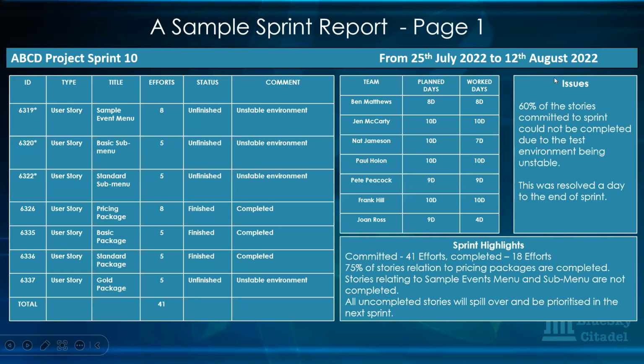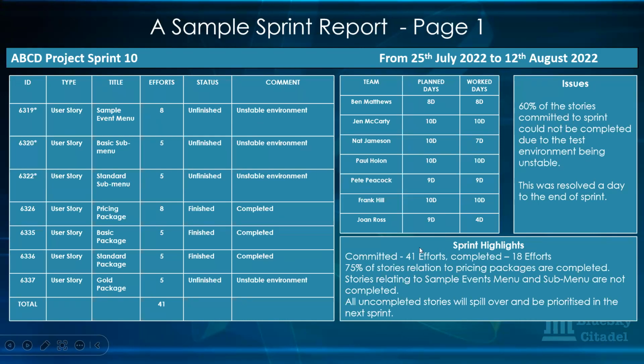Okay, and then you can see this section is talking about the issue. It says 60% of the stories committed to the sprint could not be completed due to the test environment being unstable. So the environment that is unstable is the test environment, and they're able to put it in the issue here. It says this was resolved a day to the end of the sprint. And knowing that, there was no magic they were going to do in order to finish what needed to be done. That's the reason why. So it wasn't just, oh, we had an unstable environment, maybe nothing was done. This issue now is giving more information about that unstable environment that happened.